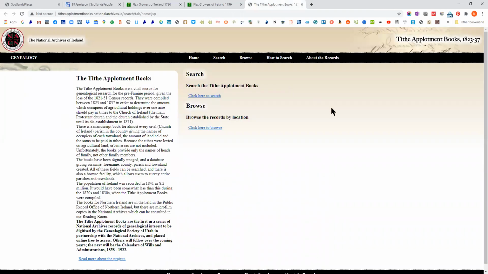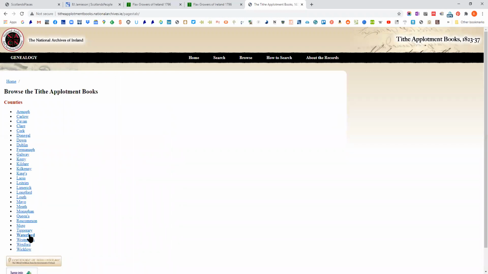Then 30 years before that, well, 20 to 40 years before, in the 1820s and 30s, you had what were called the tithe allotment books. And these were, again, for taxes to support the Church of Ireland. So they called it a tithe, but it was still essentially a tax. And this, again, does not get everybody. A lot of land was exempt. Other people were exempt. But let's take a look at what these look like.